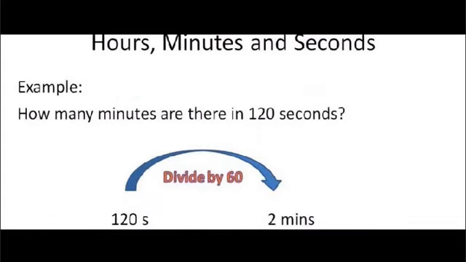Let's solve some examples. How many minutes are there in 120 seconds? That means you are converting seconds into minutes. So we need to divide 120 seconds by 60. That is 120 divided by 60 equals 2 minutes.